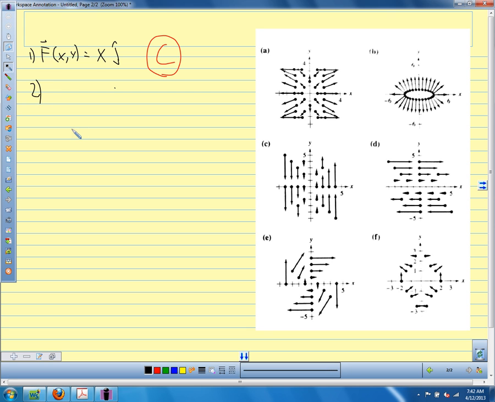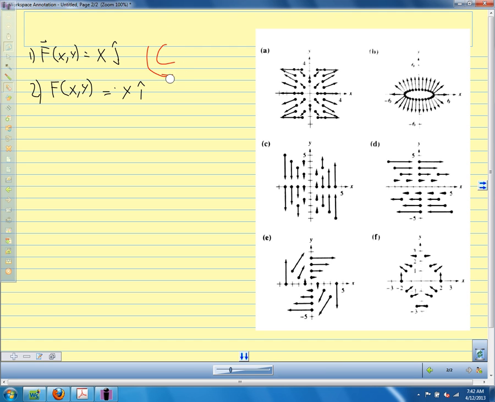Next one we're going to look at, if we got that one, this next one should be pretty easy. We're looking at y i hat. This is a y, not an x. So what do we think? D. So for any specific y value, we have a constant magnitude, and our vector only points in the x direction. Positive above the x-axis, negative below the x-axis. So that would be D. So those two are pretty easy.